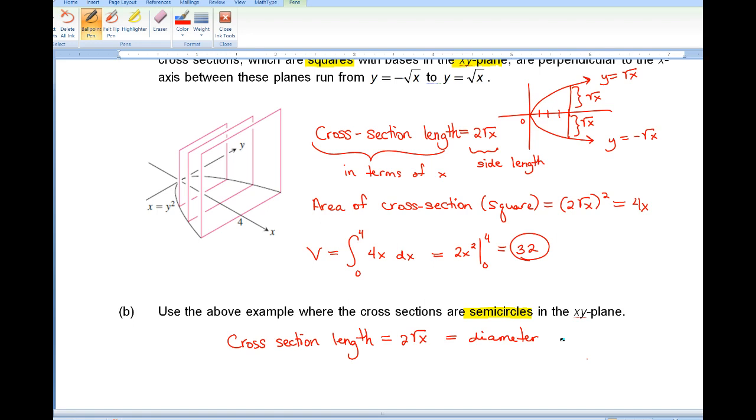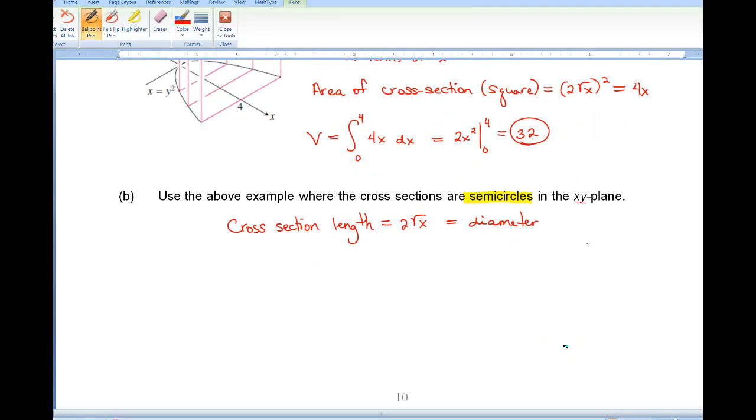Again, what you want to do is take your cross-section length, and if this is a semicircle, figure out what that cross-section length represents. That would be the diameter. Can everyone picture that? So if that's the diameter, what do we need to find the area of a semicircle? It's going to be 1/2 pi r squared, so the radius would just be the square root of x, half of the diameter.